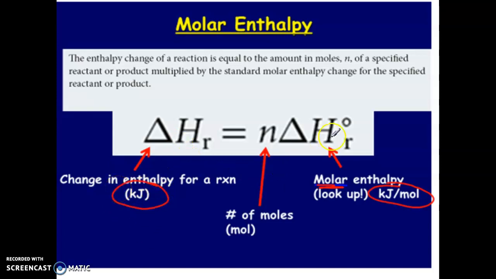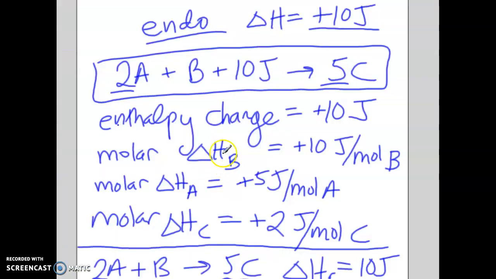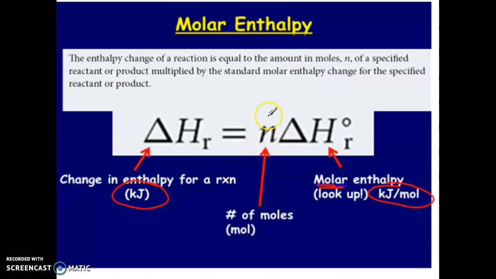Now, sometimes this number can be the same if it's for 1 mole. So I'll go back to this. 1 mole of B is exactly the same as what is already being represented here. So it doesn't necessarily have to be different. It all depends on the mole value that you're working with.